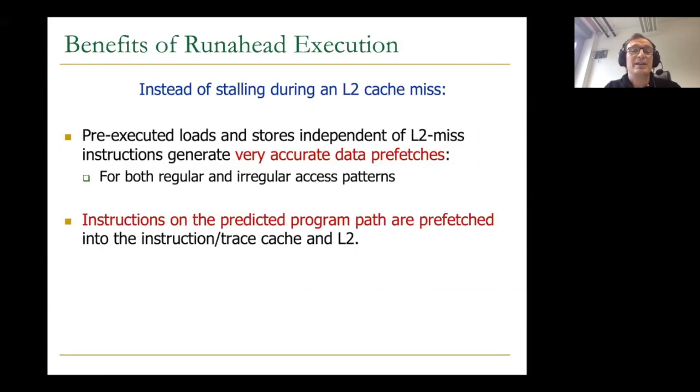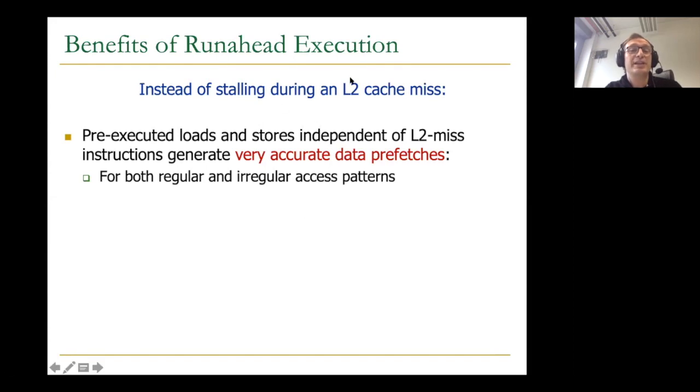So there are actually more than prefetching benefits. Basically, instead of stalling during a long latency cache miss, so when we did the work, we did it on an L2 cache miss, but we examined L1 cache miss, etc. If you read my dissertation, you see a lot of design choices examined actually. But during a long latency cache miss, you pre-execute load and store instructions speculatively. And the ones that are independent of L2 miss instructions generate very accurate data prefetches. Why very accurate? Because you're really following the program path that the program would otherwise follow, hopefully, directed by the branch predictor. For both regular and irregular access patterns, actually.